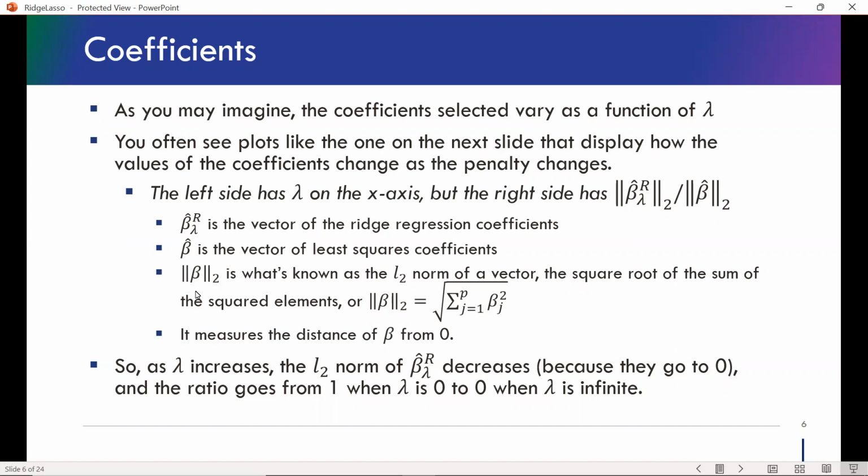And this thing is called the L2 norm of beta, which is the square root of the sum of the squared elements. So this L2 norm of beta is just you do the summation of the beta squared and then take their square root. So that's the L2 norm, and it measures the distance of beta from 0.